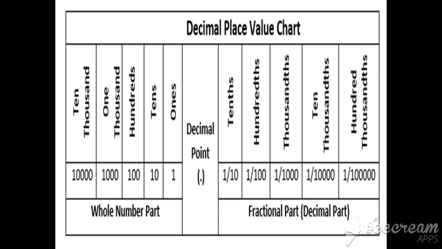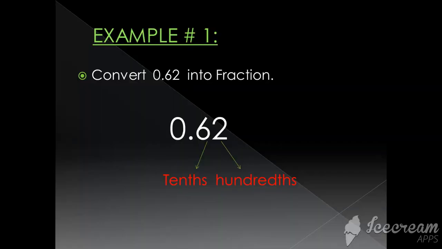Now here, the first place after the decimal is tenths and it can be written as 1 over 10. And the second place after the decimal is hundredths and it can be written as 1 over 100. And the third place after the decimal is thousandths and it can be written as 1 over 1000. Now, let's look at example number 1.